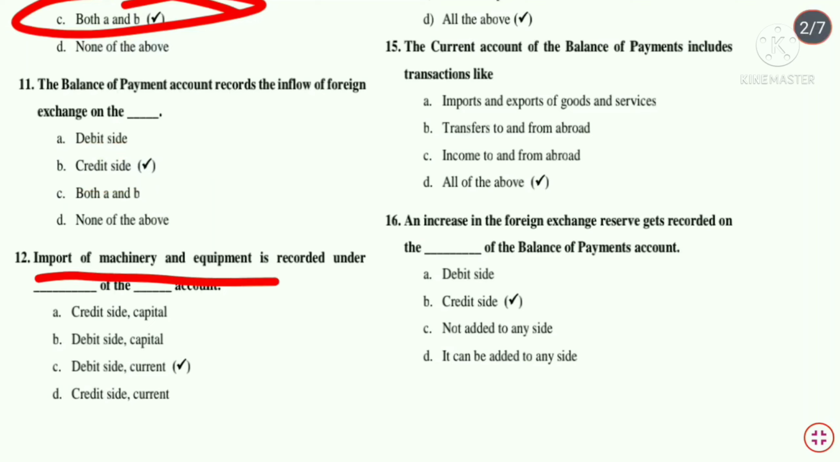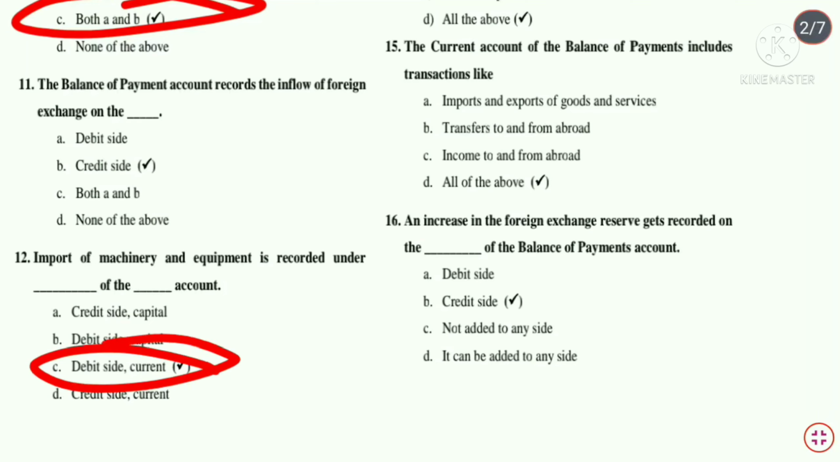नेक्स्ट क्वेश्चन, इंपोर्ट ऑफ मशीनरी एंड इक्विपमेंट इज रिकॉर्डेड अंडर द डैश ऑफ द डैश अकाउंट. जो इंपोर्ट हम मशीनरी करते हैं फॉर एग्जाम्पल से फ्रॉम चाइना और USA, उसके लिए उसमें क्या होगा, outflow of foreign exchange. We have to pay for the import of machinery, that will be included on the debt side but will be included in the current account.